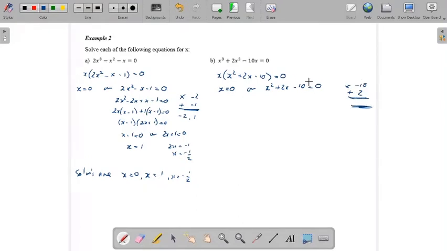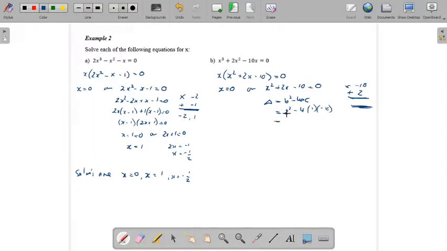So we would have to solve either by completing the square or using the quadratic formula. We can check to see whether there will actually be a solution by using the discriminant, which is b squared minus 4ac. b is our 2, so that's 2 squared minus 4 times a is 1 times -10.